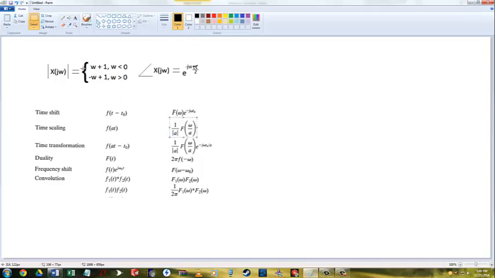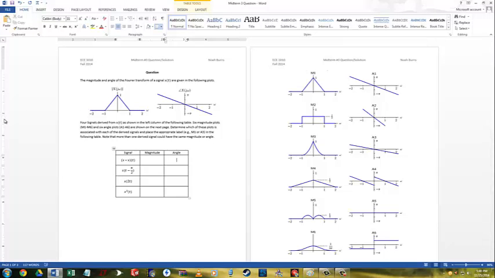So the magnitude squared is going to be omega plus 1 squared for omega less than 0, and negative omega plus 1 squared for omega greater than 0. And at 0, that's still going to equal 1, and it's going to have that sort of quadratic response. So M3 is going to be our magnitude response for the convolution.